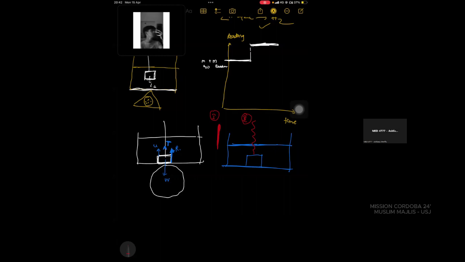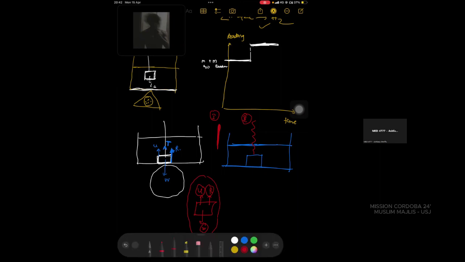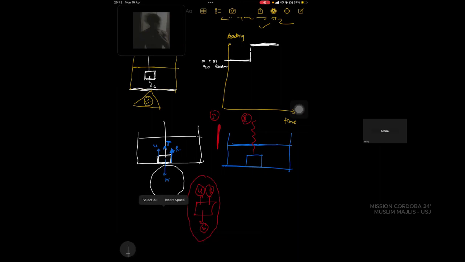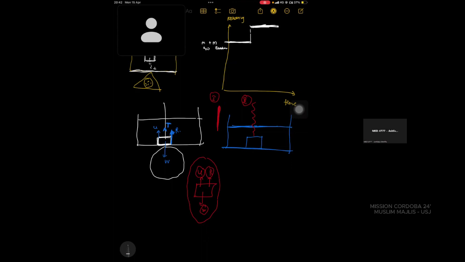Tension is 0. So now what are the forces acting on the block? Upthrust, perpendicular reaction, weight. Now, can you tell me at this moment, is the block moving? No. So if the block is not moving, forces should be balanced. U plus R is equal to W. Is that clear? Yes.